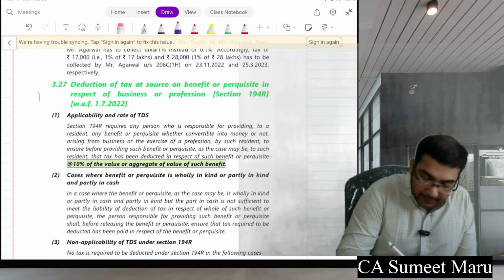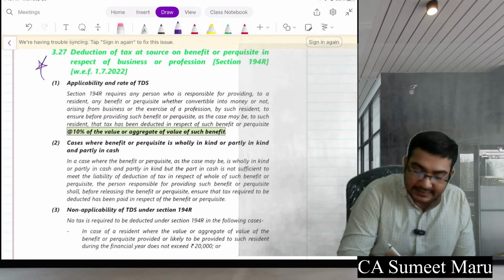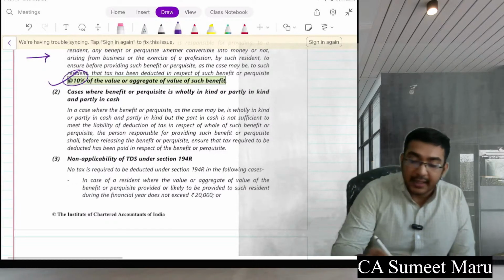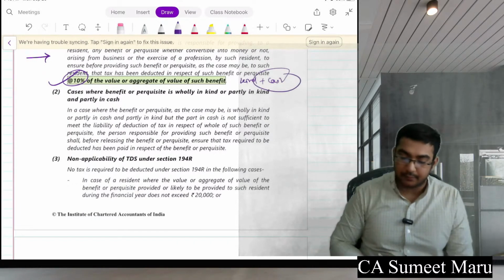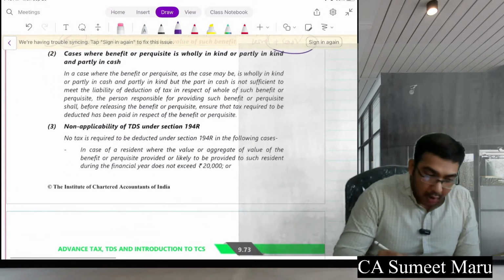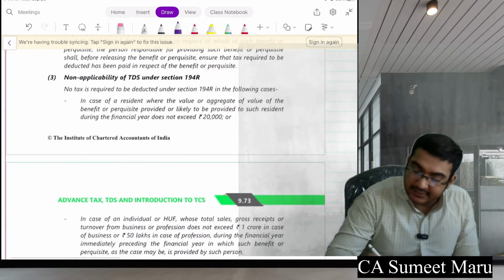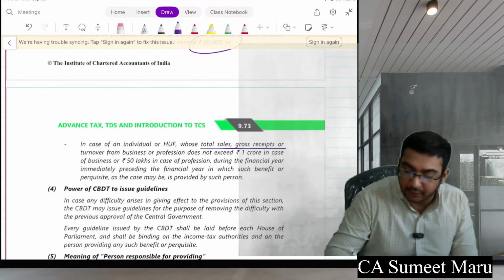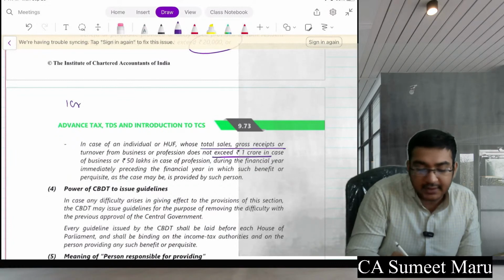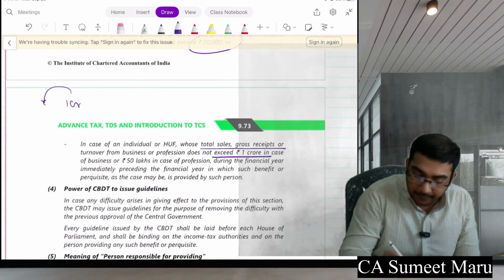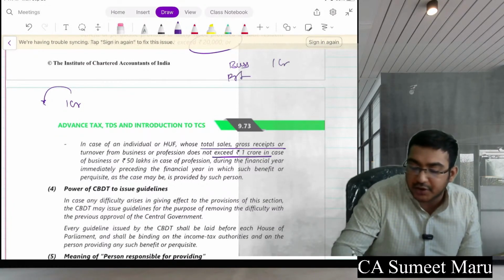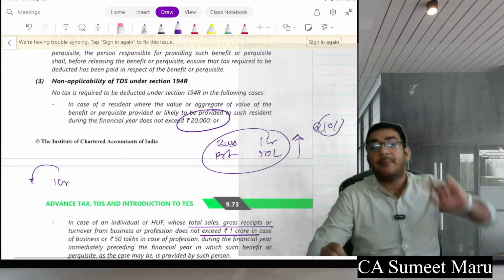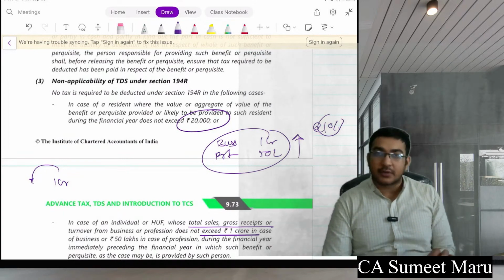Okay. So, again, an amendment section, an important one. It requires a person who is responsible for providing a benefit to a resident, whoever gives a benefit of more than 20,000, that 10% will be applicable. It includes the kind amount plus the cash amount, the total amount. But to whom is this not applicable, pay attention here, everyone. No tax is required to be deducted in case the resident's aggregate value is less than 20,000, or in case of an individual or HUF whose total sales, gross receipts or turnover from business does not exceed 1 crore, or from profession does not exceed 50 lakh. If you have turnover above this, you have to deduct the tax at the rate of 10% from a person to whom you are giving benefits of more than 20,000. That includes cash as well as kind.